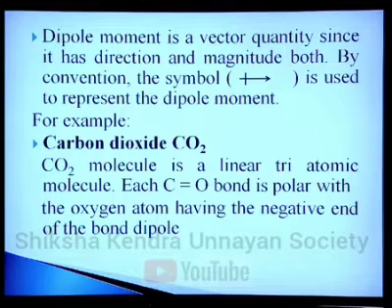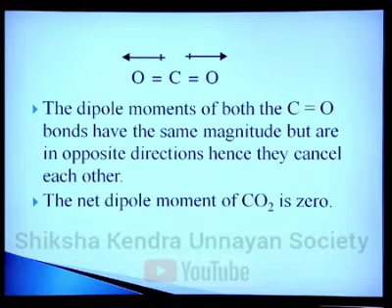For example, carbon dioxide molecule is a linear triatomic molecule. Each C double bond O bond is polar, with the oxygen atom having the negative end of the bond dipole. You will see here that since both the bond dipoles are opposite to each other, carbon dioxide will not show a net dipole moment. So dipole moment of carbon dioxide will be 0. The dipole moments of both the C-O bonds have the same magnitude but are in opposite directions, hence they cancel each other. The net dipole moment of CO2 is 0.